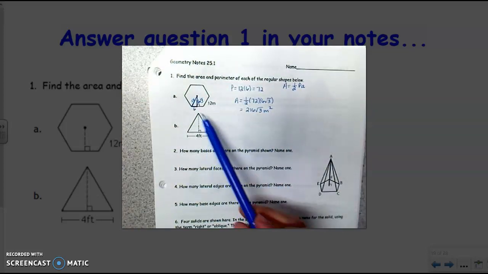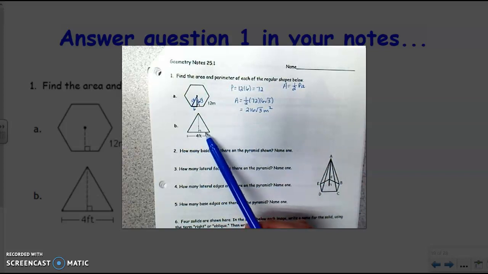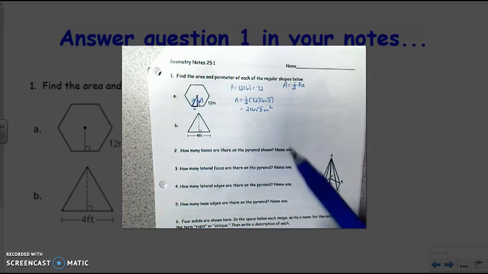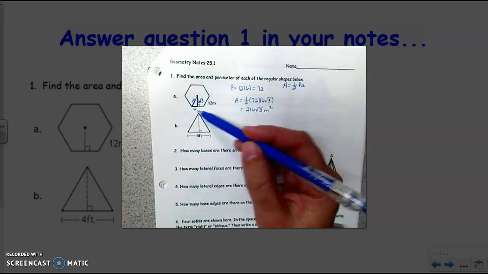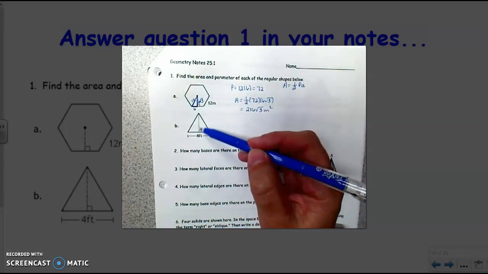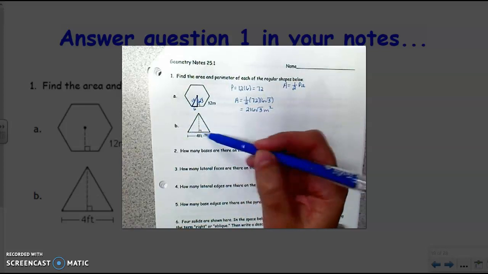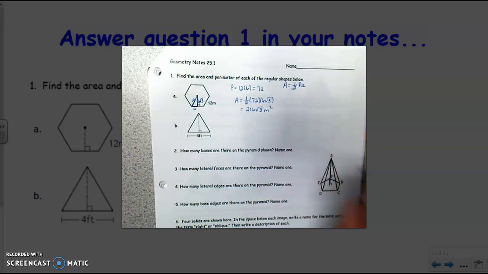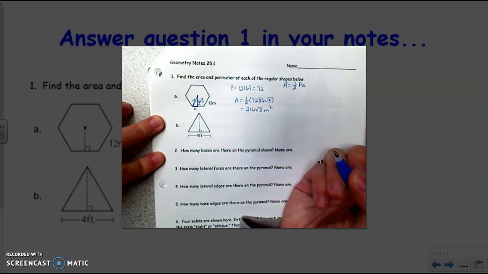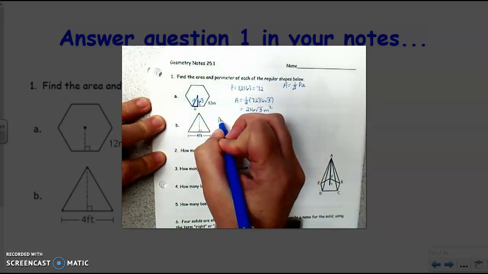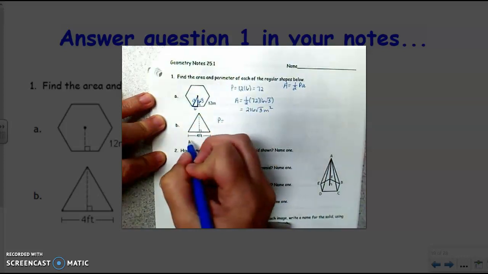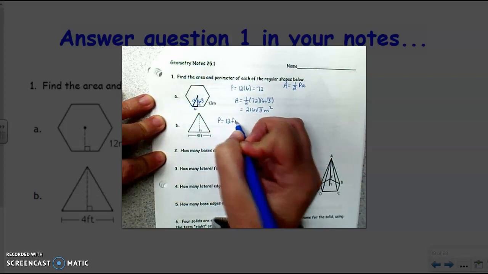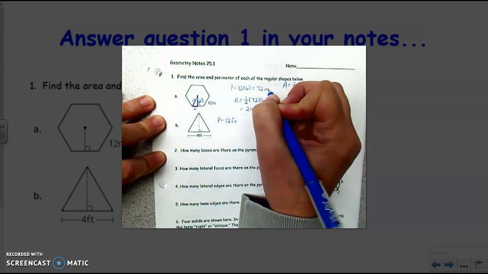Now for the triangle here, we can use this same formula. We've got 4, so we can find the perimeter, but we can also use 1/2 base times height. And that's probably what I'm going to do here, because I think that's what most of you would do. The perimeter, though, because it's asking us to find the perimeter, is 4 times 3, which is 12. So 12 feet would be our perimeter.